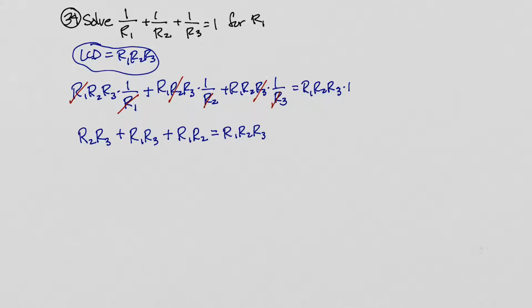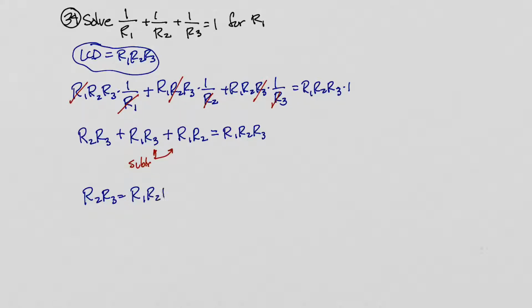Now we're trying to solve this for R1, so why don't we get all the R1s on one side? In fact, I think what I'm going to do is this. Here's an R1, here's an R1, and here's an R1. Why don't we bring all these over to this side over here? So what we're going to do is subtract this one and this one. Let's do that. So we will get R2, R3 is equal to this term minus this one, minus this one. It's going to look like this.